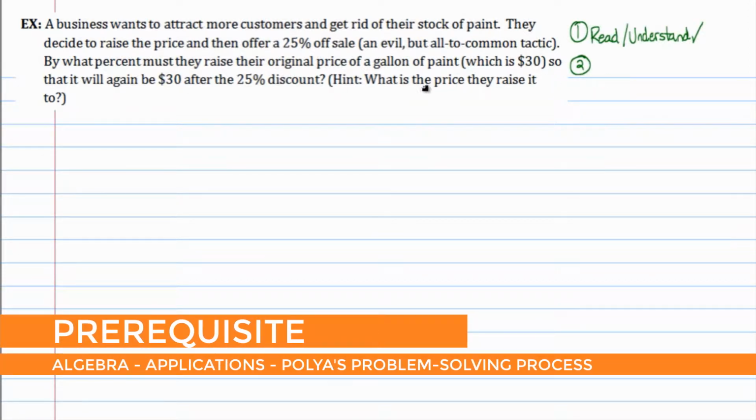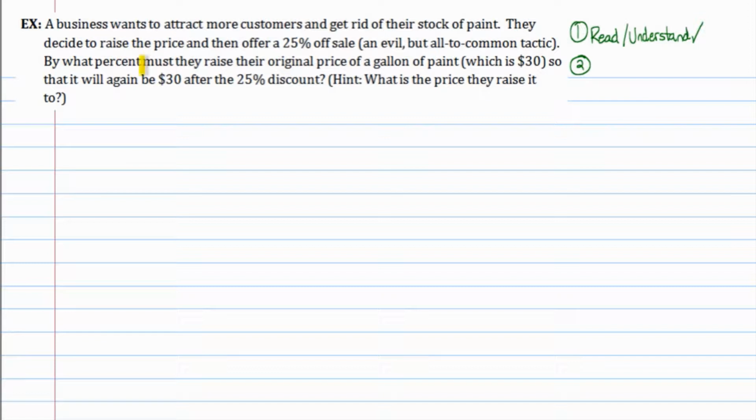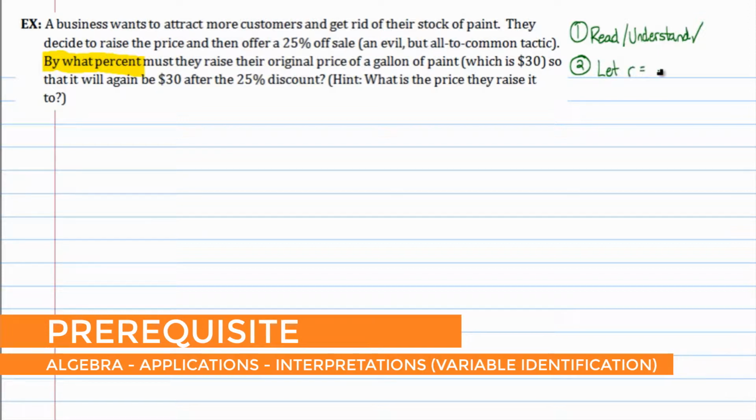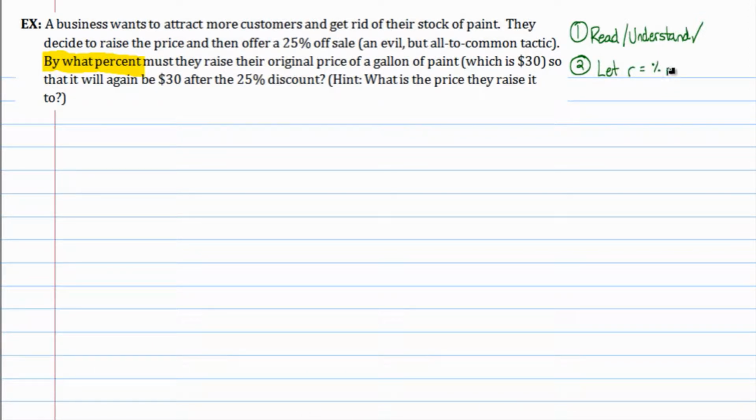Second thing that we need to do is, it says by what percent must they raise their original price of a gallon of paint? So by what percent? That tells me I'm looking for a percentage rate of increase. So let me let R equal percent markup. That's before they're going to give you the discount. Third thing we're going to do is build some expressions or equations. And I give you this hint, what's the price that they raise it to? Let's start this out and see what happens.